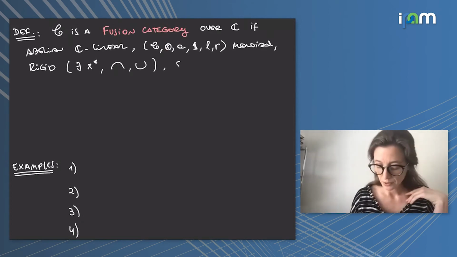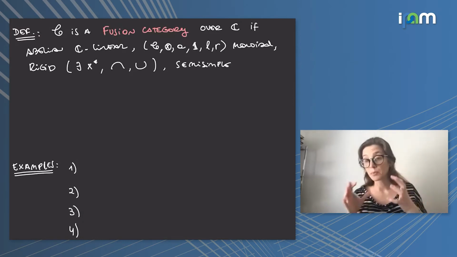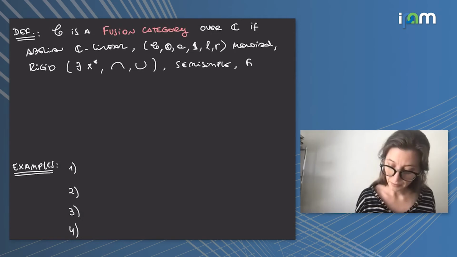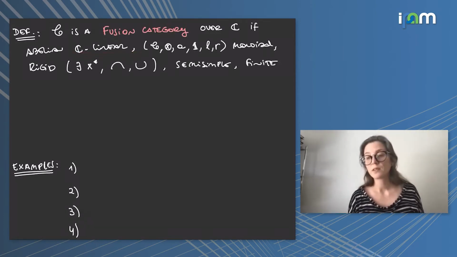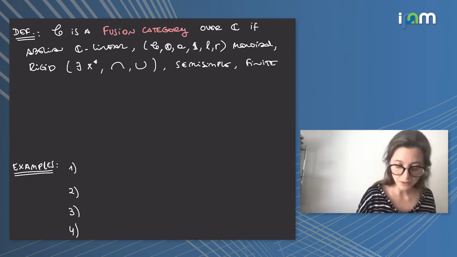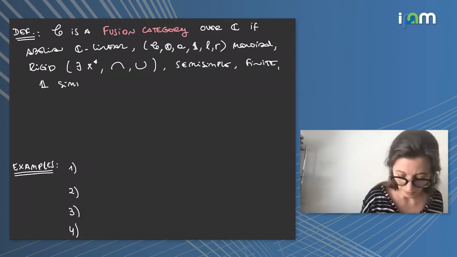Then my category will be semi-simple, so every object will decompose as a direct sum of basic blocks that are my simple objects. My category has to satisfy some finiteness condition. This finiteness condition asks that these Hom spaces, which are vector spaces, are finite dimensional, and that I have only finitely many simple objects in my category up to isomorphism. And I also want my unit to be one of these simple objects.